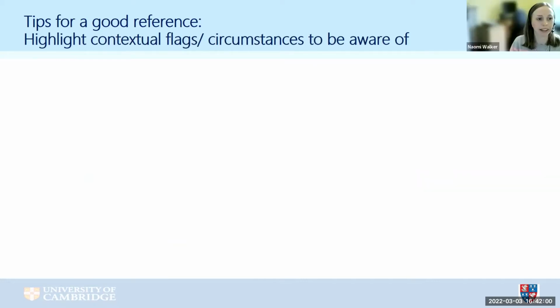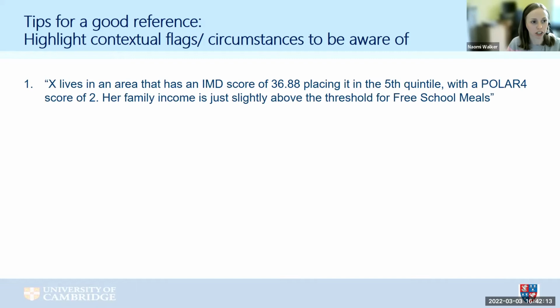Then the next one I put is highlight contextual flags or circumstances to be aware of. So this comes back to the example where there might have been multiple changes of maths teacher, but this is more circumstances that are personal to students. So X lives in an area that has an IMD score of 36.88, placing it in the 5th quintile with a POLAR4 score of 2. Her family income is just slightly above the threshold for free school meals.